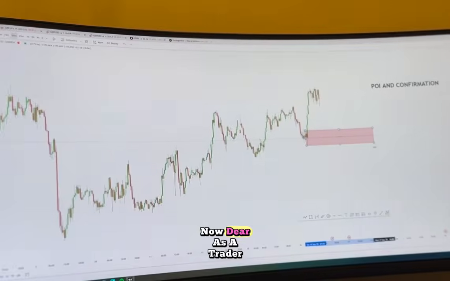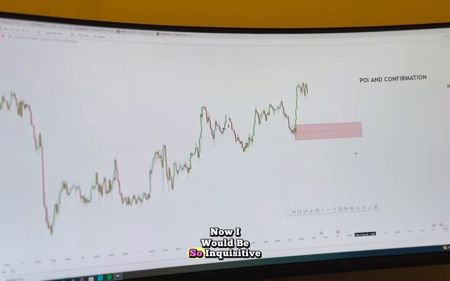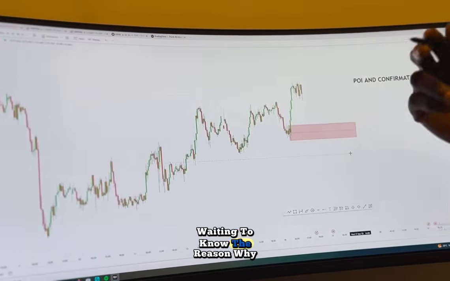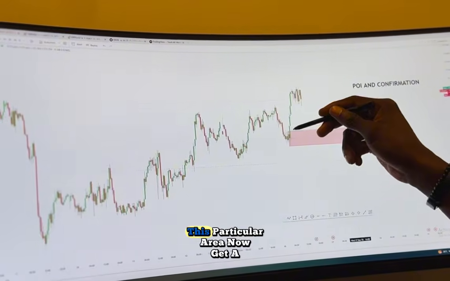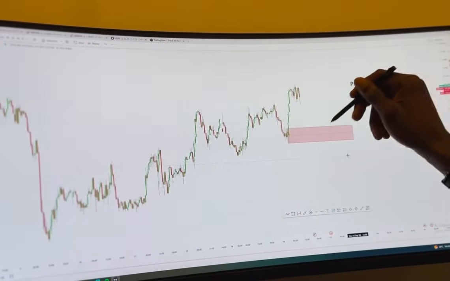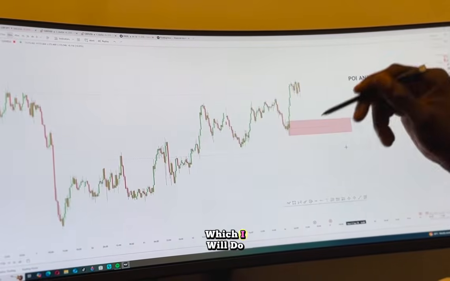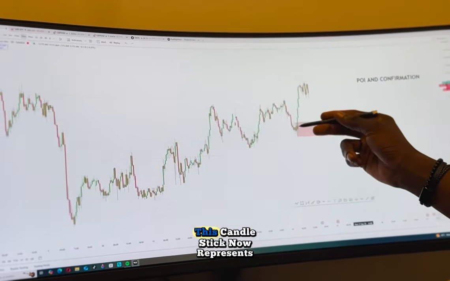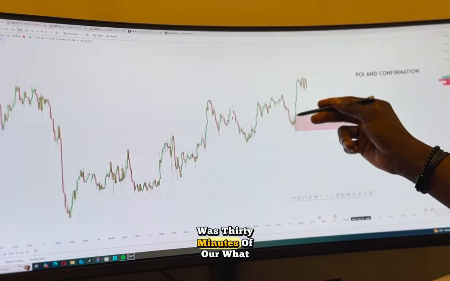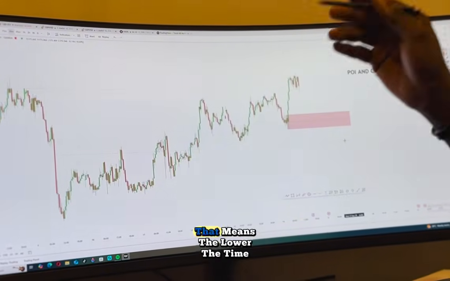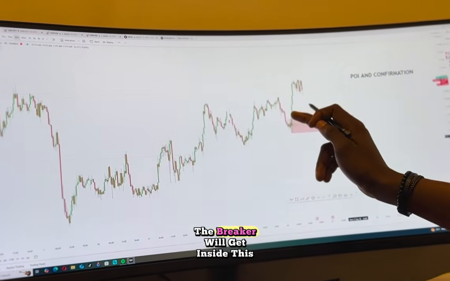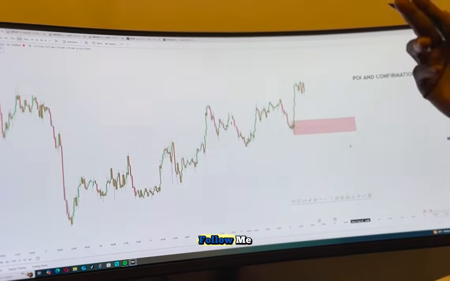Now, as a trader now, I go dey so inquisitive to know the reason why this particular area now gets a strong bias inside them for him to continue to dey go up. Then wetin I go do? Remember, this candlestick now represents 30 minutes of our time. That means the lower the time frame, the more breakdown we will get inside this one. I don't know if you dey follow me.